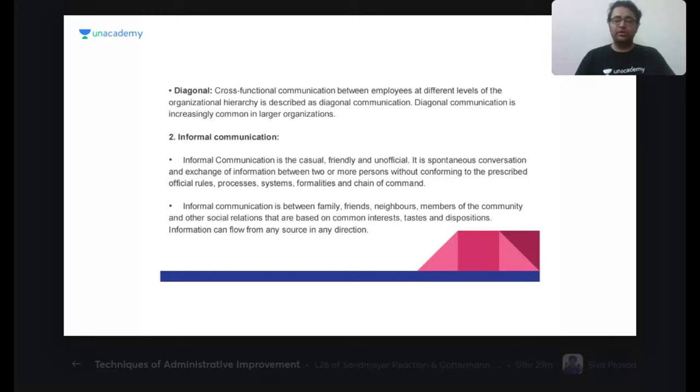Then there is diagonal communication, where there is communication up and down, and where the junior of the admin department is talking to the boss or the senior guy in the production department. It's a diagonal communication. Even in that case, your communication needs to be formal because you do not know that person and he's in a different department.